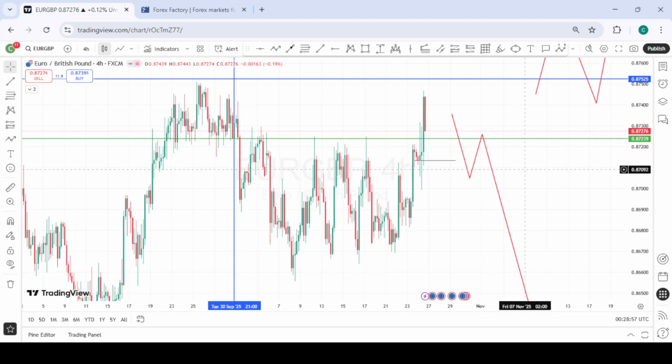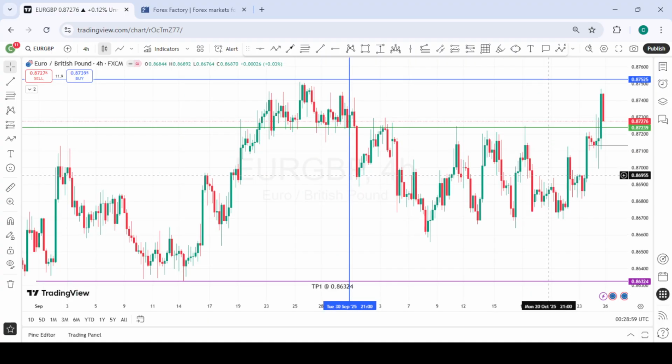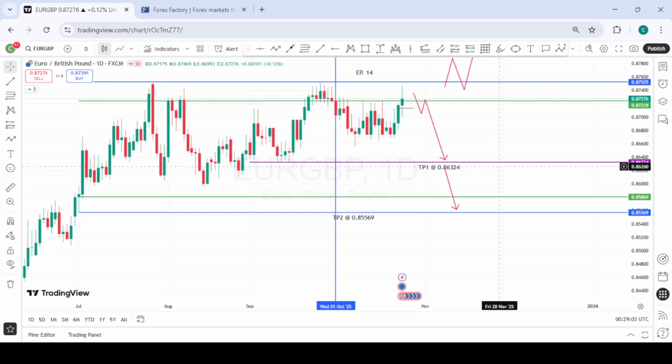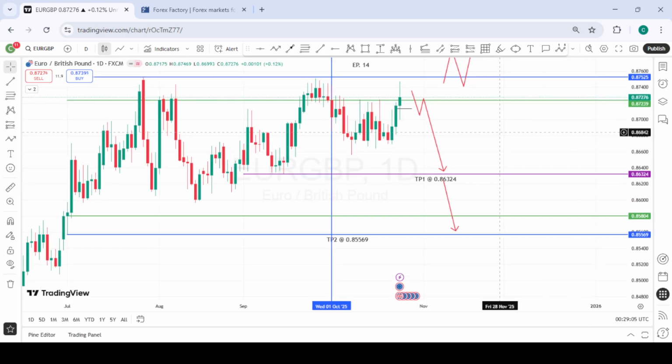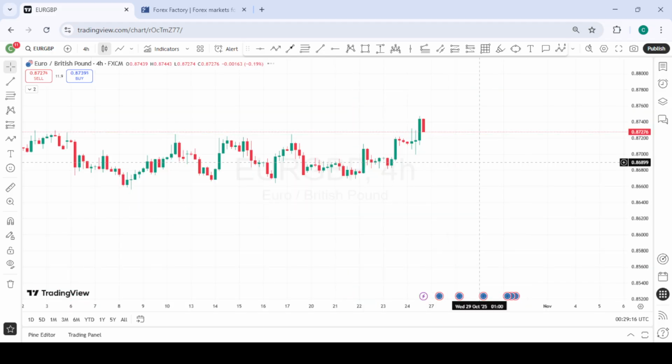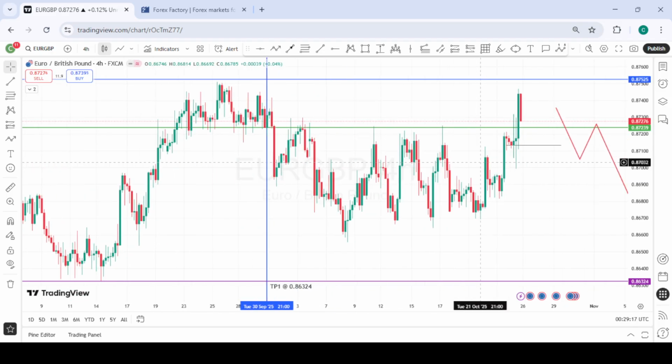We have here EURGBP. This setup was from episode 14. We had a setup from episode 14 where we were expecting price to come all the way into this zone and give us some selling confirmations to the downside. Finally, price made its way to this zone. So for the coming week, this is what we'll be looking out for. These are expectations for the coming week.